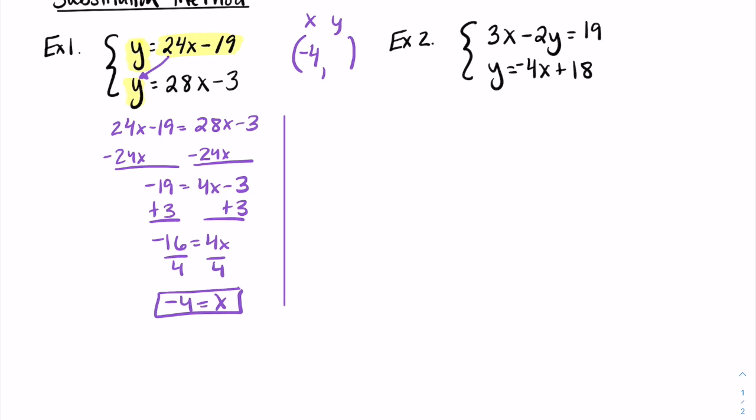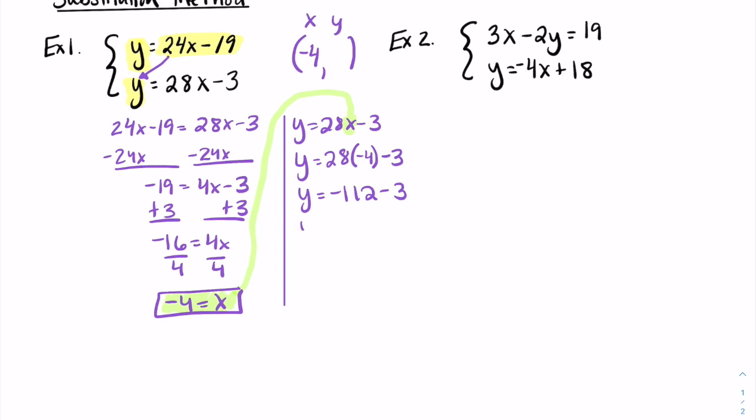So we could choose either equation, y equals 24x minus 19, or y equals 28x minus 3. I'm going to choose y equals 28x minus 3. And we're going to plug in the value that we just found. The value of x is negative 4. So in this equation, we are going to plug in negative 4 for x. If we do that, we get y equals 28 times negative 4 minus 3. And if we simplify, we get y equals negative 112 minus 3. So y is equal to negative 115. So my solution would be the point negative 4, negative 115.